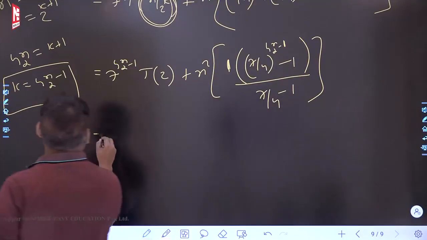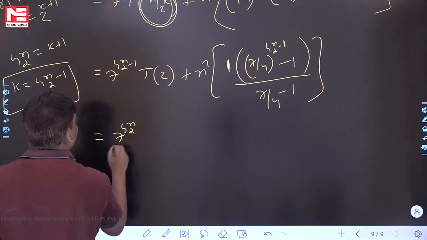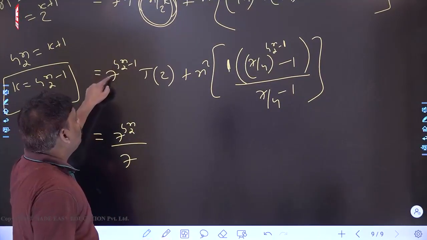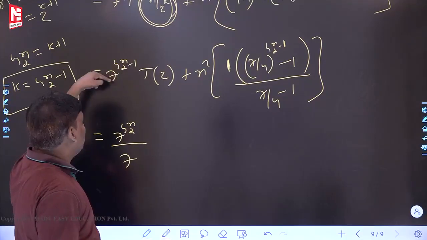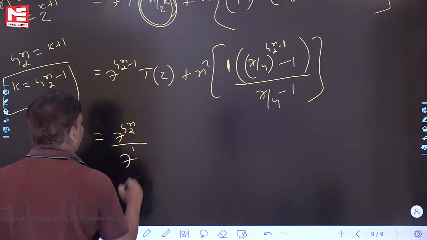From now onward, simplification only. See this one: 7 power log n base 2 by 7. Everyone knows x power a minus b is nothing but x power a by x power b. Same here: 7 power log n by 7 power 1.